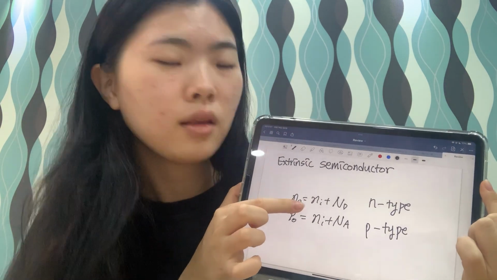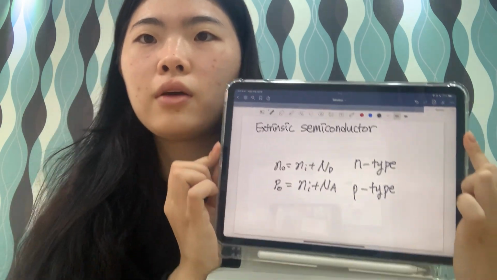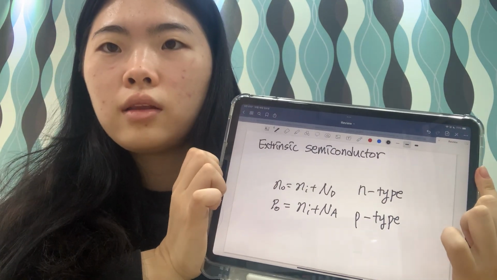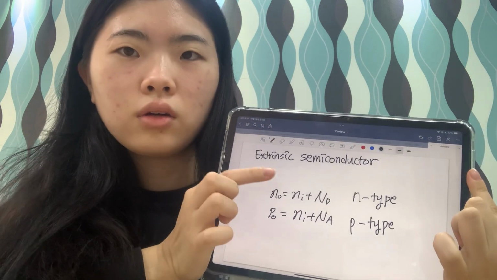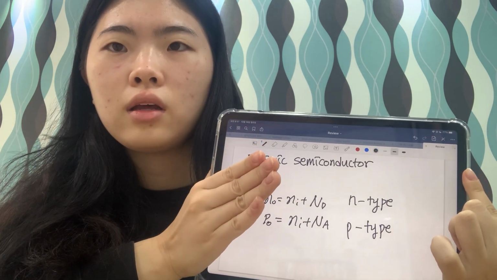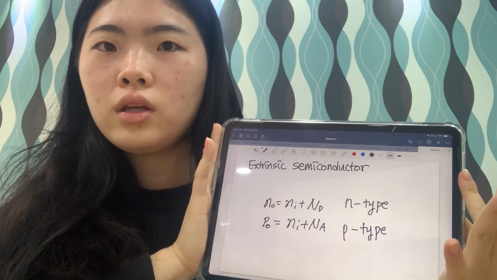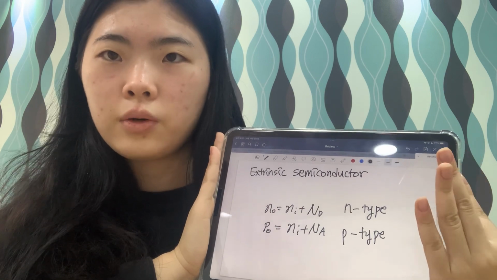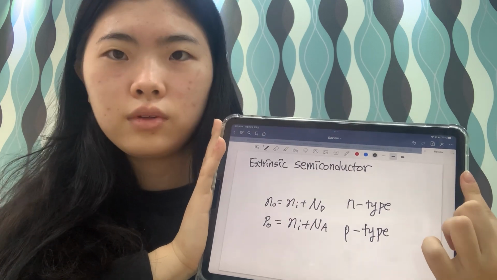However, ni, the number of electrons in an intrinsic semiconductor, equals 10^10. However, donors equal 10^18. So the donor concentration is very, very much bigger than the intrinsic one. So in engineering approximation, ND equals n0. So the number of donors equals the number of electrons in N-type.